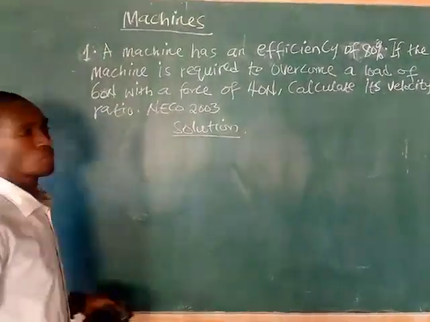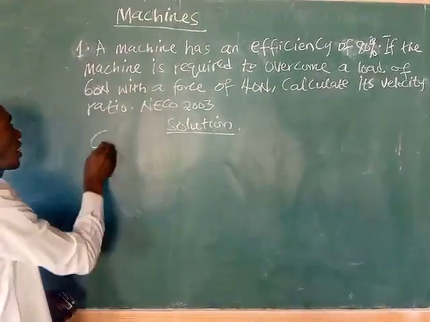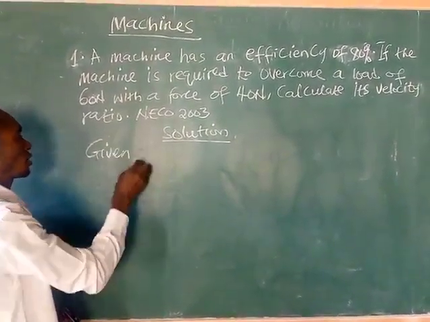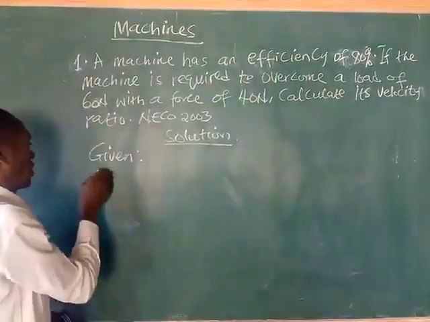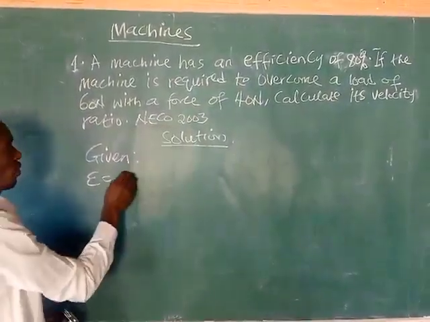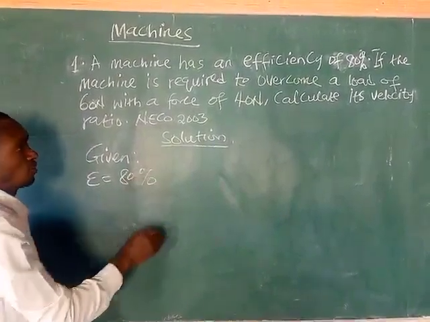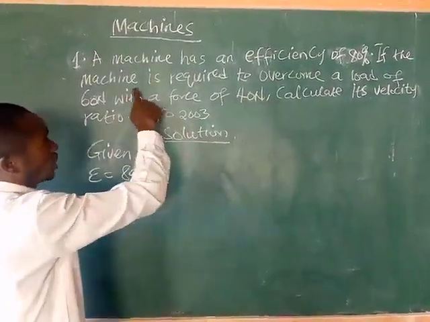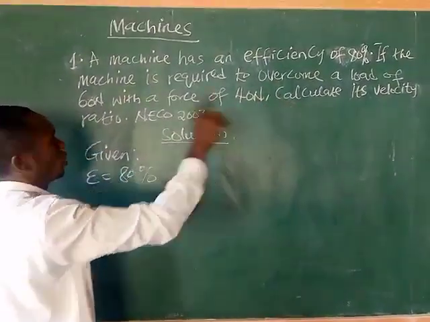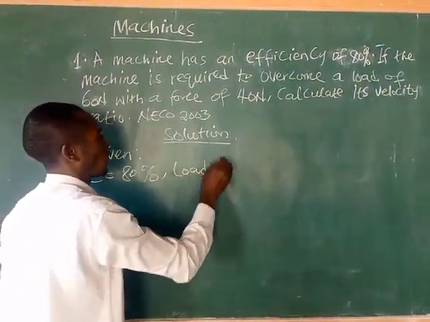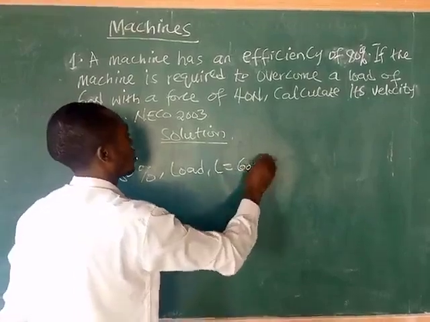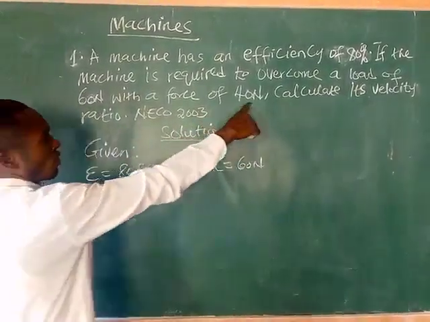Now, let's begin to solve. Let's bring out our parameters, what we are given in the question. So a machine has an efficiency, let's use this symbol for efficiency, which is 80%. If the machine is required to overcome a load of 60 Newton, so we have load, which is L, is 60 Newton, with a force of 40 Newton.